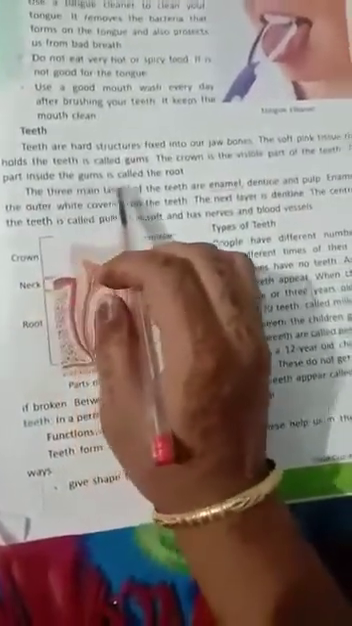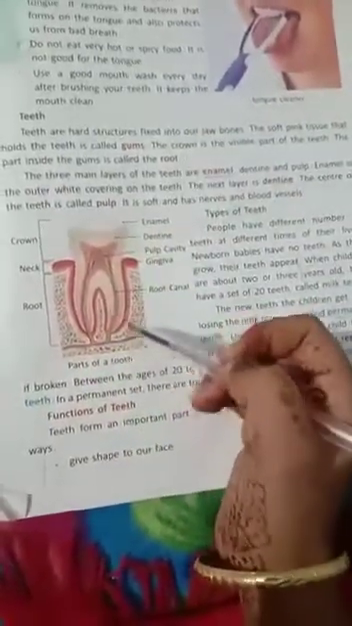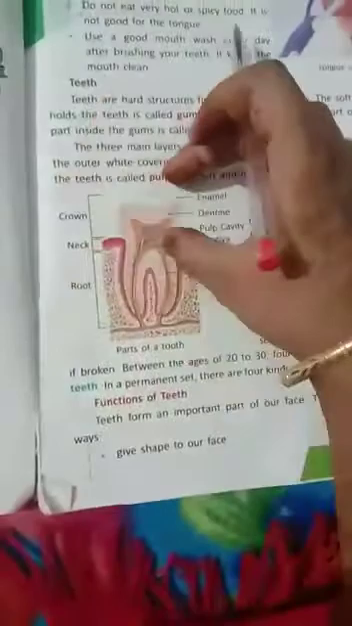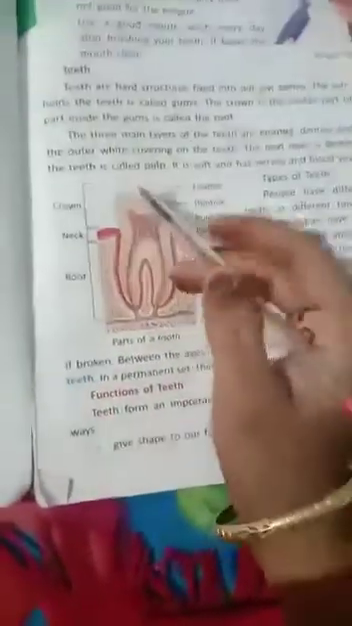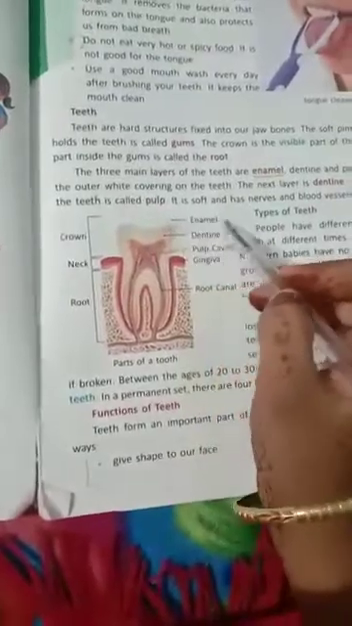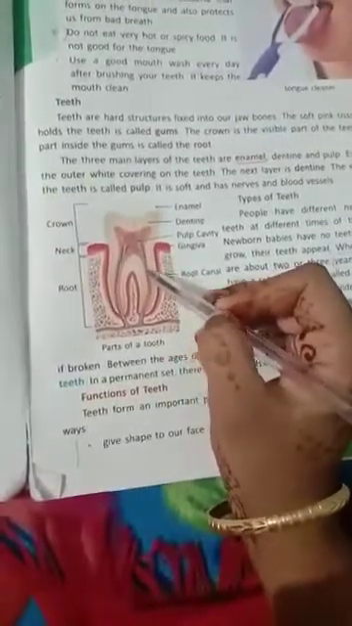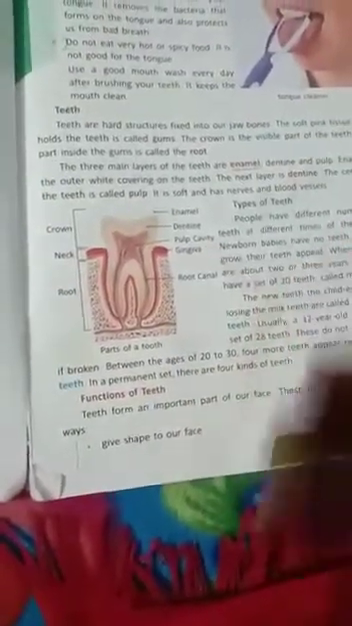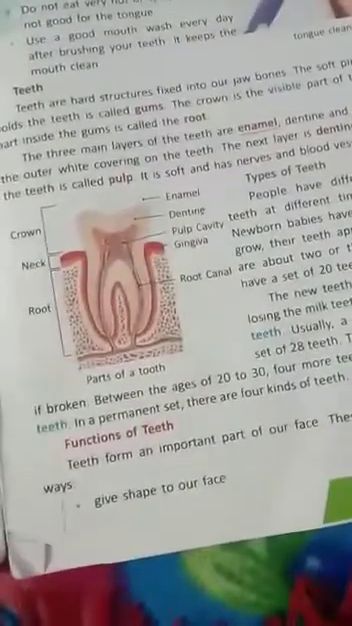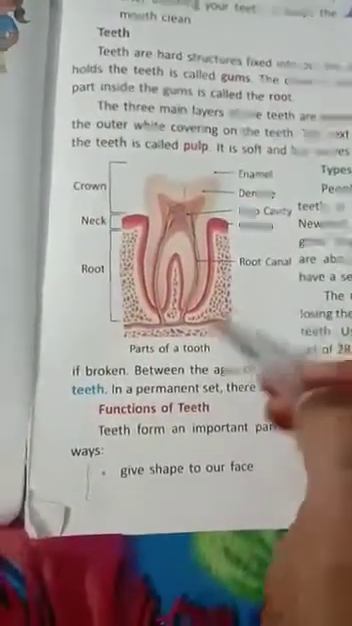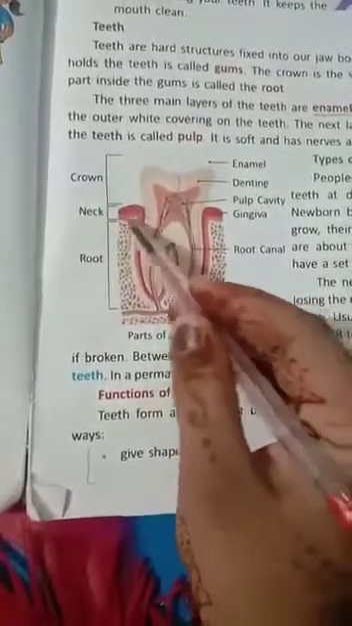The part inside the gums is called the root. Now there are roots in our teeth. You have to see here. This is the structure of the teeth. This is the crown part which is visible. The upper side white covering is called enamel. After that the layer coming is dentine. After that, the nerves which have blood, that is the pulp cavity. And downside, this red blood moving, gingiva, here root canals. This is the neck, and here all this part is root.